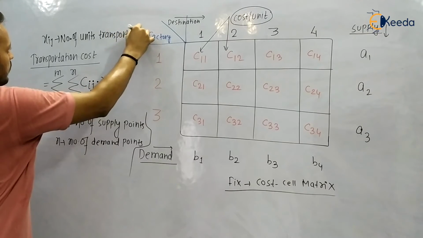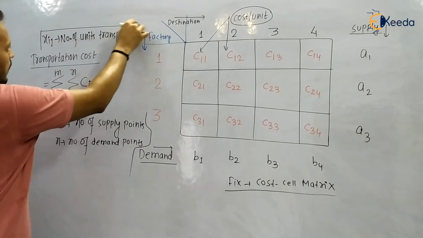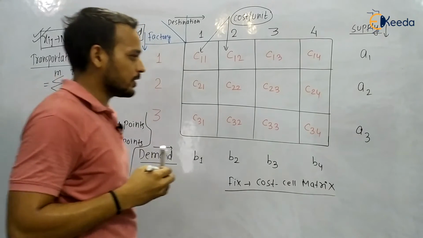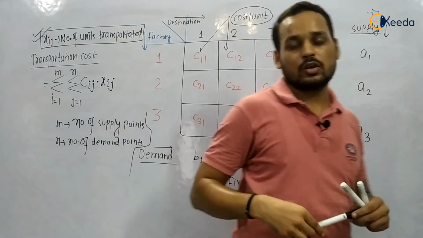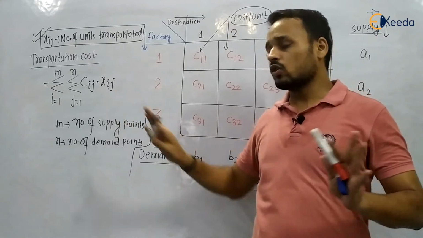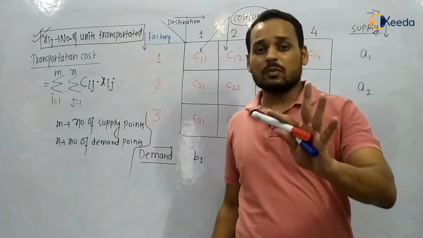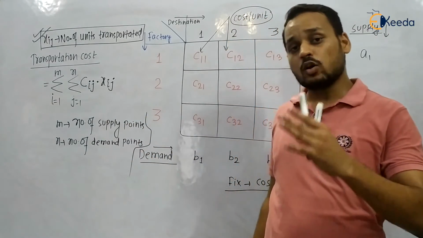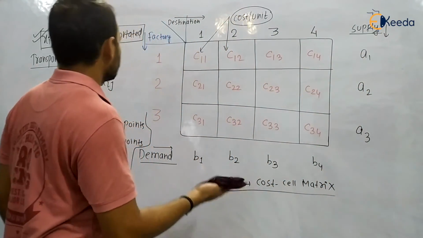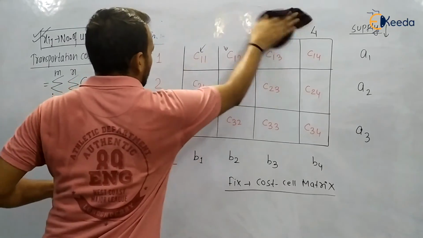This represents the number of units transported from ith source to jth destination. This xij represents the number of units transported. So in this way you can find the total cost. So this is not going to be the answer. You have to minimize the total cost. You have to minimize the objective function.